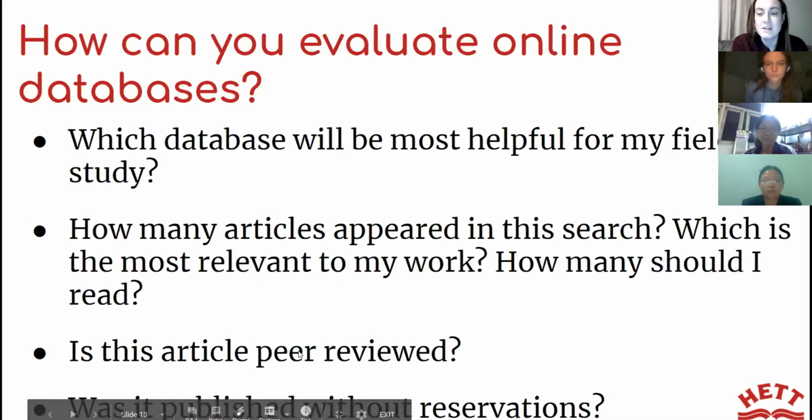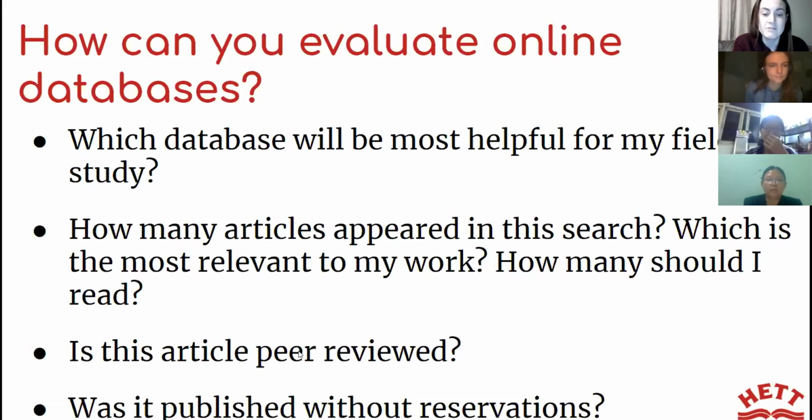How many articles appeared in the search? Which is the most relevant to my work? How many should I read? Is this article peer-reviewed? Was it published without reservation? I mean, citations. Yeah, you can also check if the journals are getting lots of citations from other journals, then that's a good idea that a lot of the articles being published in it are quite reliable because they're getting cited a lot from other sources. So, and what their impact factor is. References, level of index. Okay.